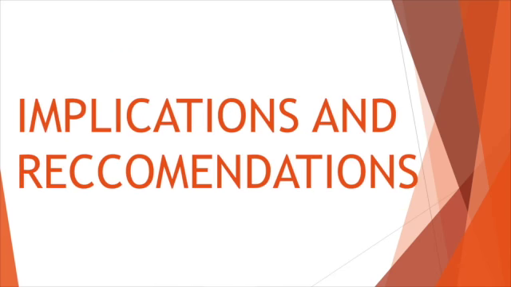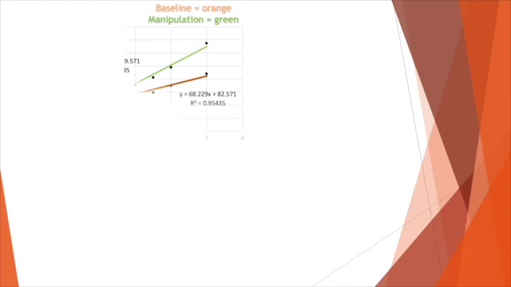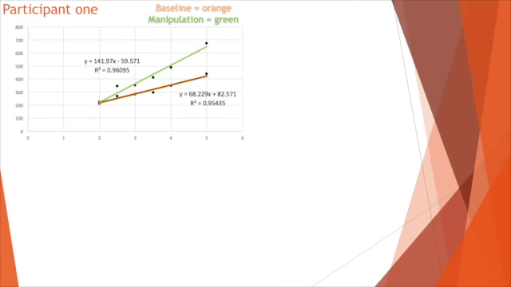Implications and recommendations. In regards to participant 1's result, the slope of the baseline suggests that each bit of information requires 68.229 milliseconds to be processed, while the slope of the manipulation suggests that each bit of information requires 141.97 milliseconds to be processed.